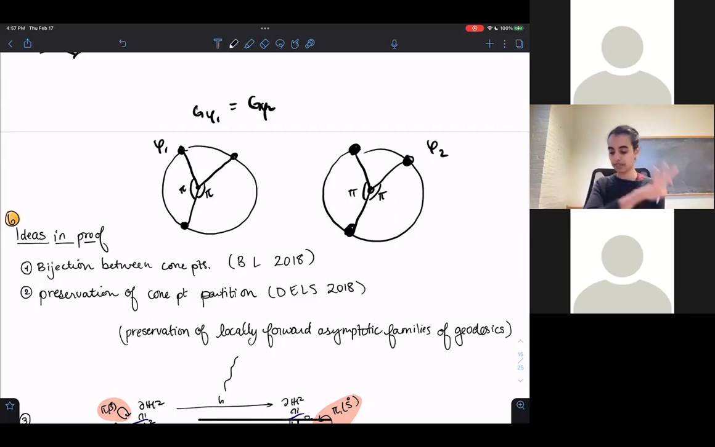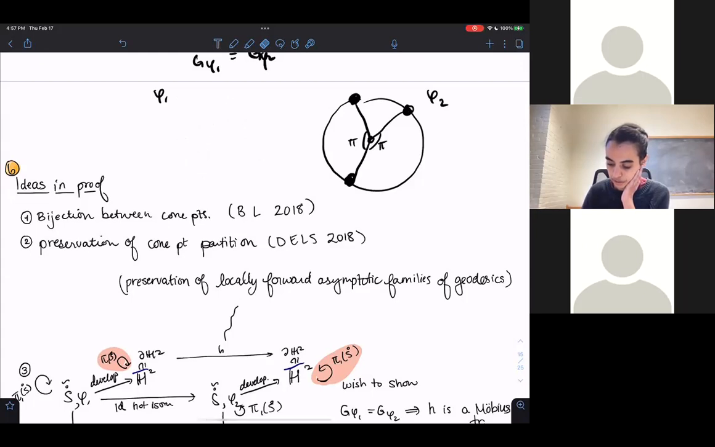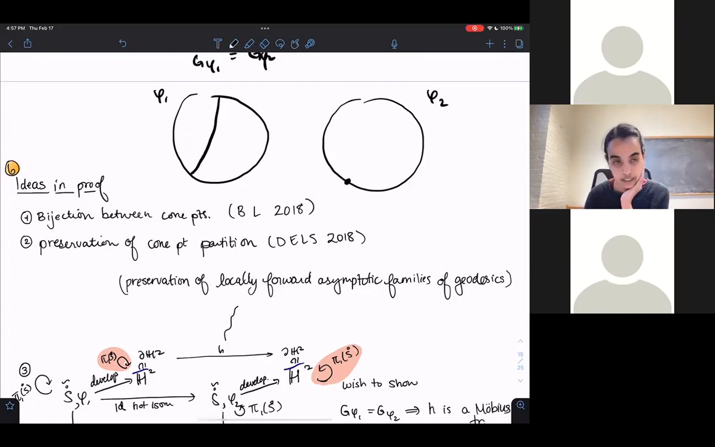And so that's sort of the starting point, but we get a bijection between the cone points in the one metric and the other metric. Okay, from there, we keep going and we keep leveraging these geodesics that make angle pi. The next thing that we show is, if I take a non-singular geodesic here, it separates the cone points here into ones on the right and ones on the left. And this partition is preserved.